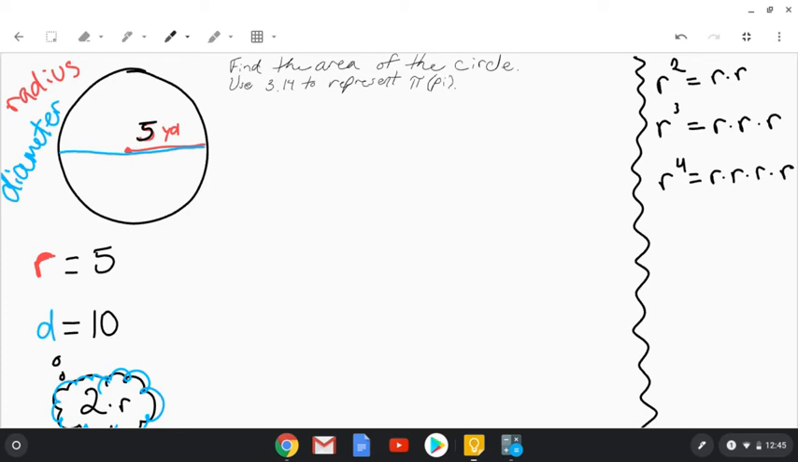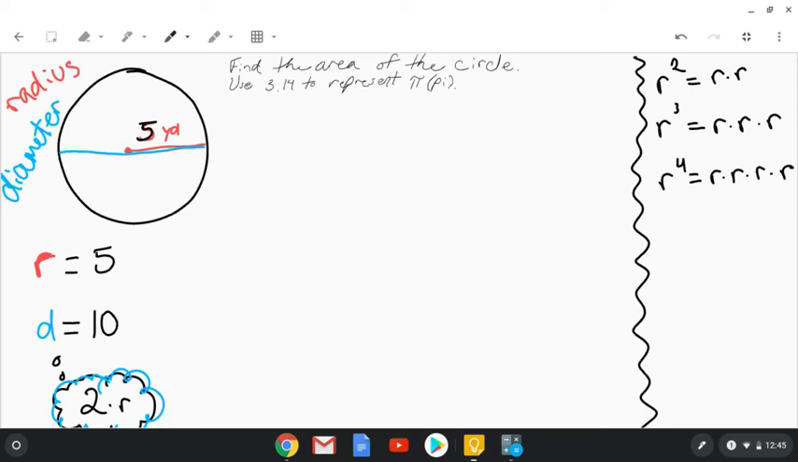An easier way to remember that, if you get confused with the vocabulary words, is diameter is a longer word. There are more letters in the word diameter than there are in radius. So if you want to remember it that way, go for it. But the radius is half of the diameter. Diameter is always 2 times the radius.